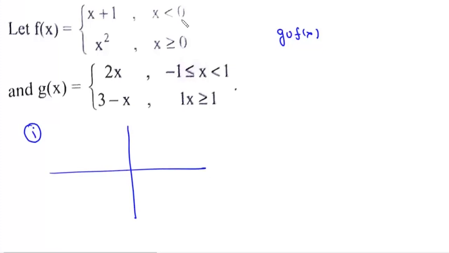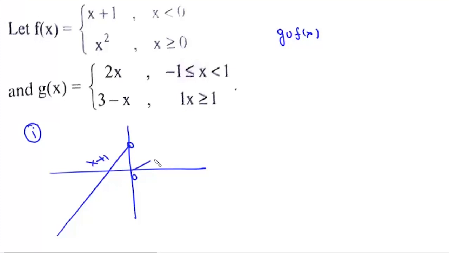Now when x is 0, this is 1, and when x is -1, this is 0. So that is the definition of f(x), and since 0 is not included, it will be this open interval. And then when x is greater than or equal to 0, this is x square.